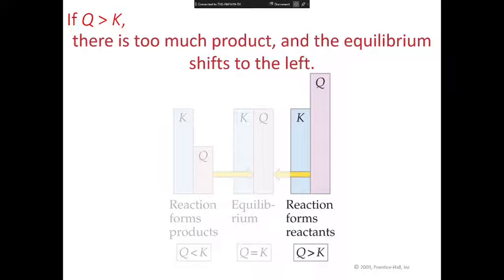So the reaction will proceed, sometimes we say to the left or backwards, if Q is greater than K. Because it needs to get rid of some products and make more reactants until that ratio gets to where it's supposed to be.